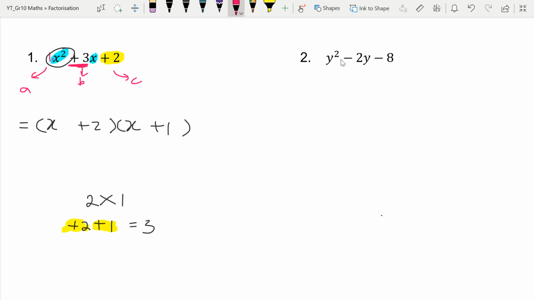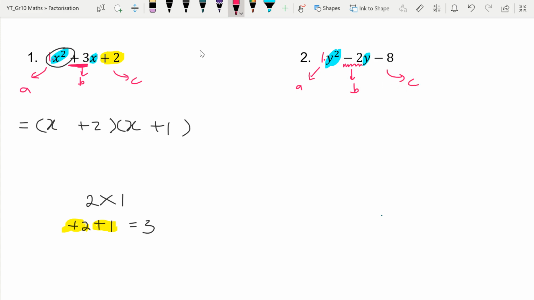For the second one, does it take on that pattern to use this method of factorization? We've got y squared, y to the power of 1, and then a constant term. It works, so we'll be able to factorize it. Our a is 1, so that is in place. It's always a good idea to check if there's a highest common factor that we need to take out first. Do keep that in mind. So we've got our a, we've got our b, which is -2, and then we've got our c value.